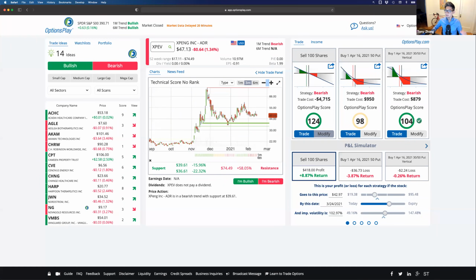Do you look at delta and theta with every trade? I look at delta on every single trade. I don't look at theta very much. Theta, there's really not much you can do about theta. Theta's there, you have to understand it, but there's not much you can do about it. Delta, I use to help me select my strike prices.